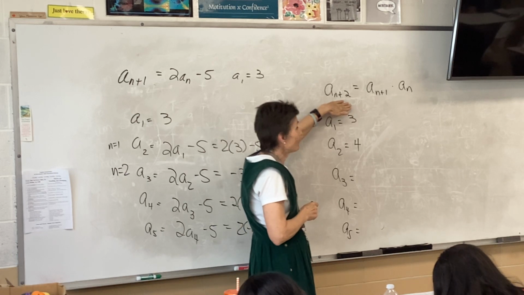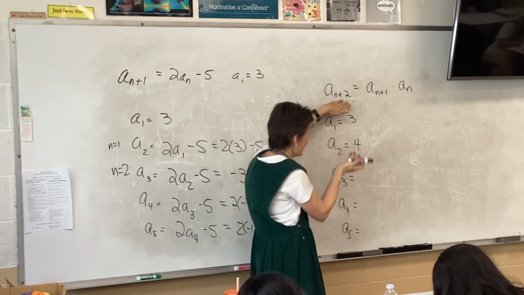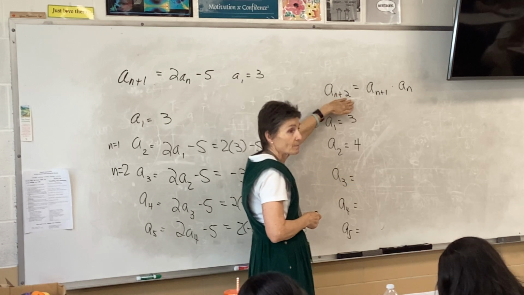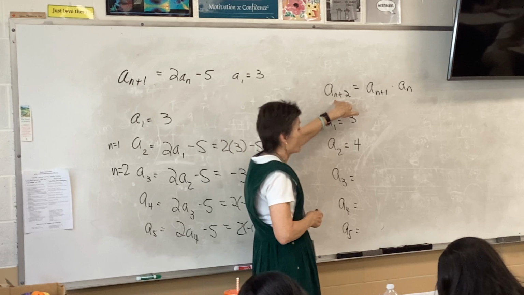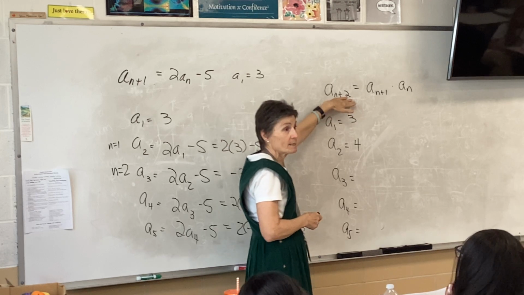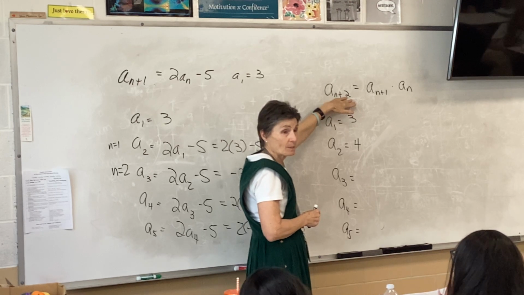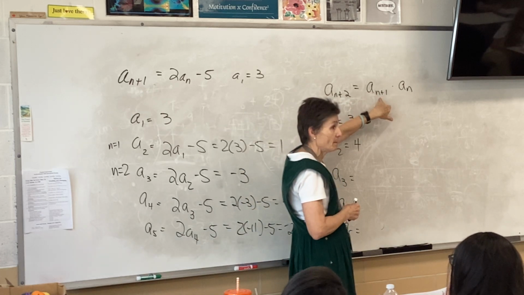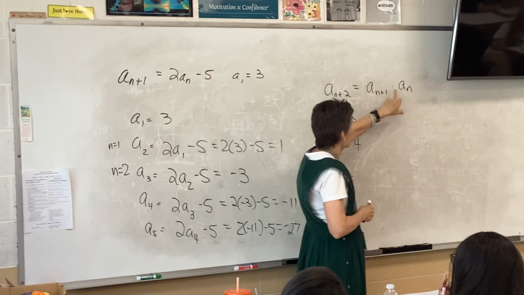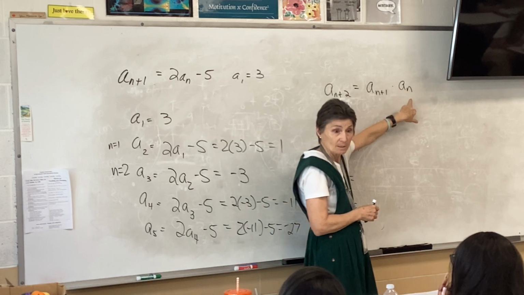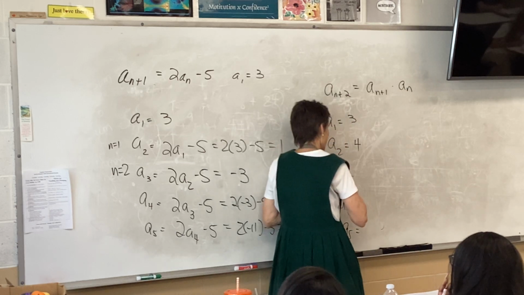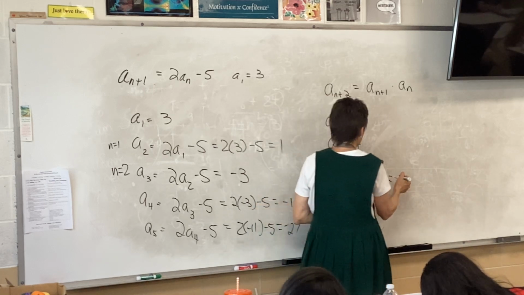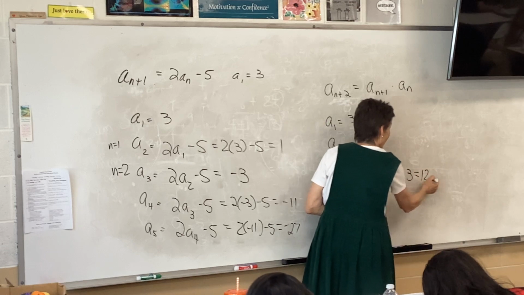Okay, now if we're going to find a sub 3, that's the first thing we have to do. What is n going to have to be? If this is going to be a sub 3, n is going to have to be 1. So this is going to say a sub 2 times a sub 1. So a sub 3 is going to be a sub 2 times a sub 1, which is 4 times 3, or 12.